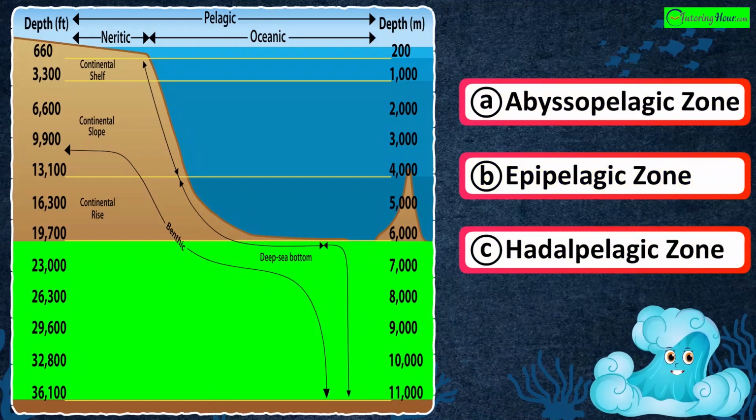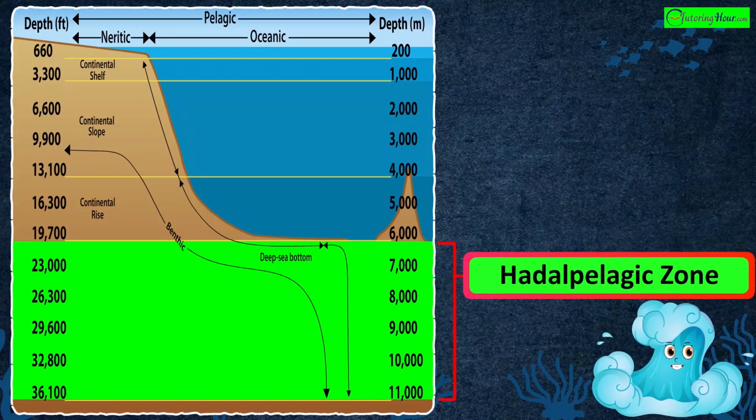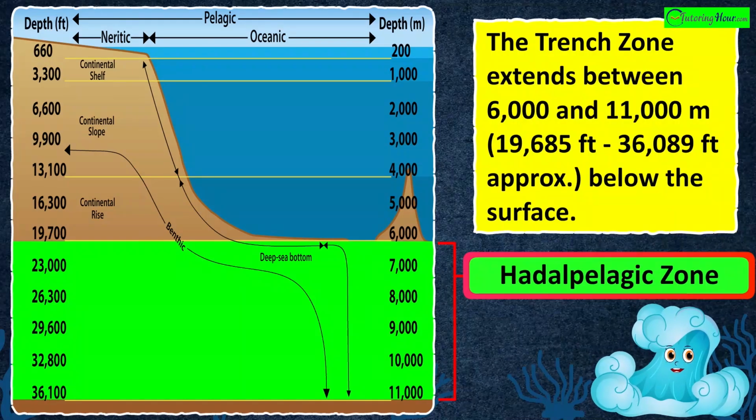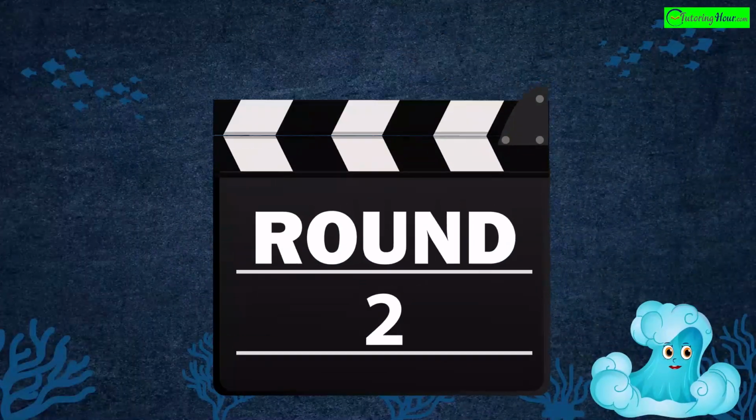The correct answer is the Hadal-pelagic zone. It is also known as the Trench zone and extends between 6,000 and 11,000 meters. Let's move on to round 2.